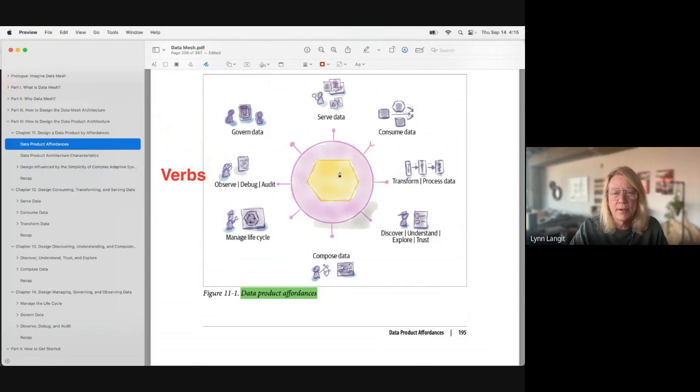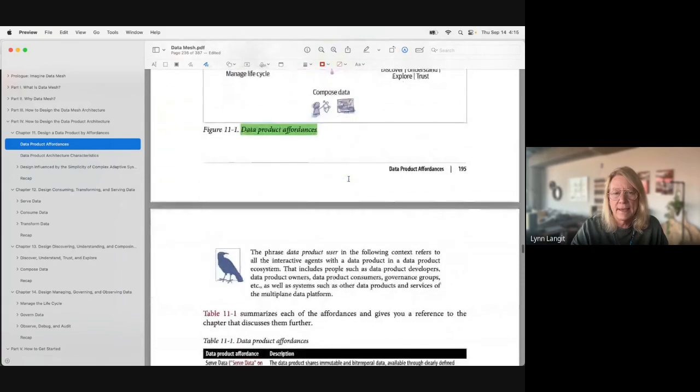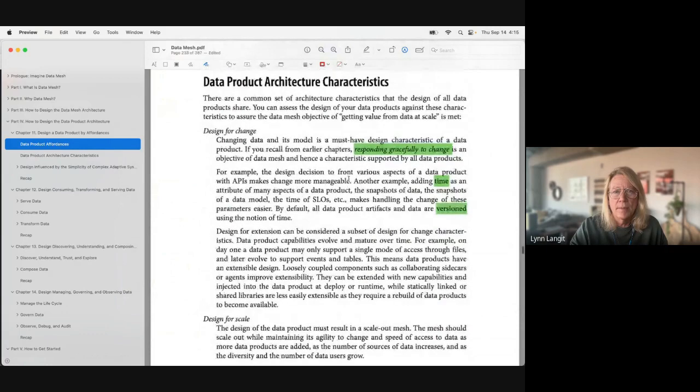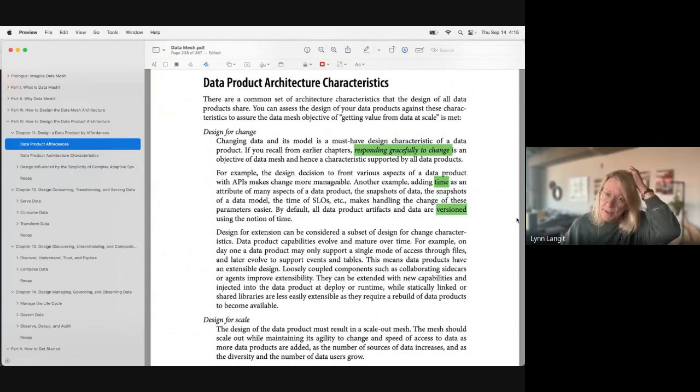The difference here is that it's a microservices approach. So this is not one big data warehouse, this is one data product, right? And you might have, let's say it's a website, parts of this associated to different data products. So that's the microservice thinking, right? So design for change, responding gracefully to change, easier said than done.